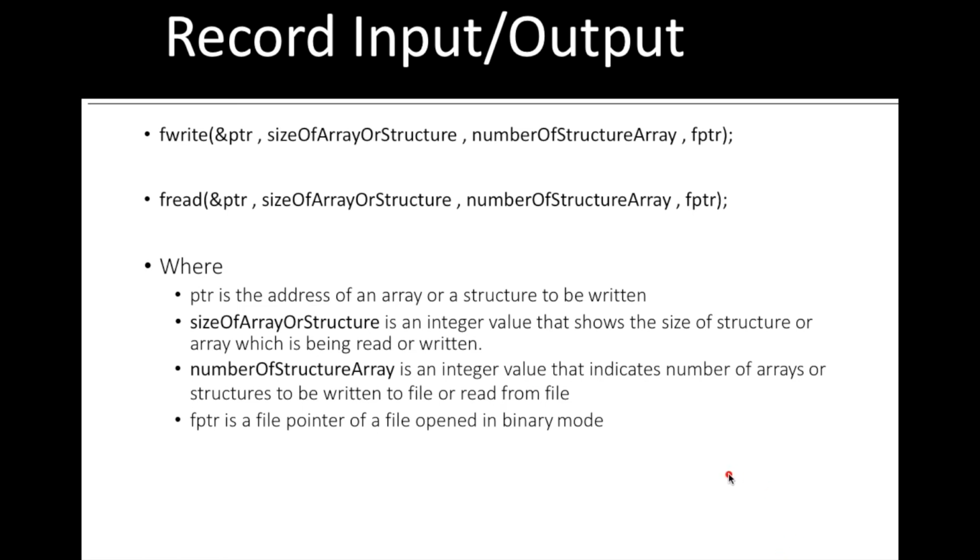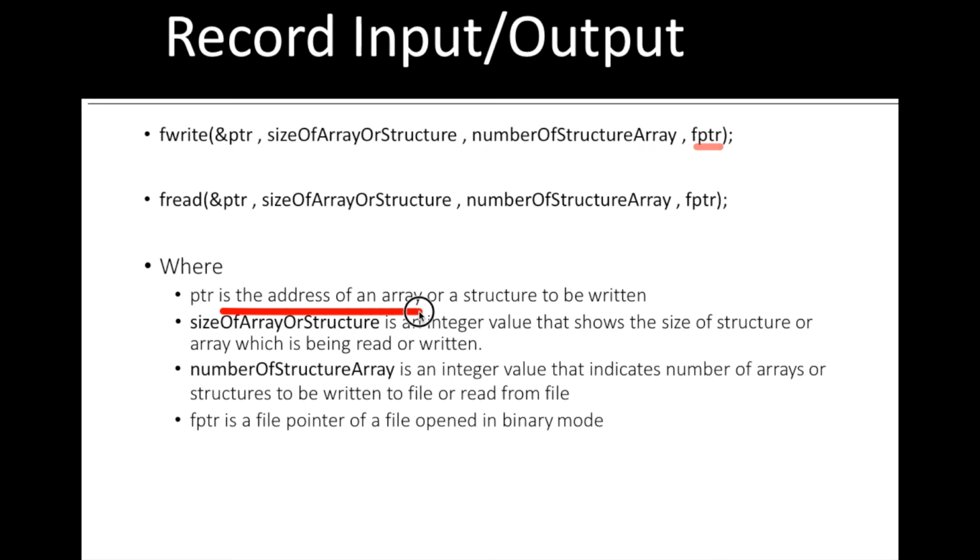Now in order to achieve record or block input output, or to read and write into a binary file, two functions are used, that is fwrite and fread. The fwrite function is used to write data into a file, and the fread function is used to read data from the file. The syntax: both functions contain four arguments. First is the array or structure name, that is the address, because we need memory. Second is the size of the array or structure. Third is the number of records that you want to read, and fourth is the file pointer.